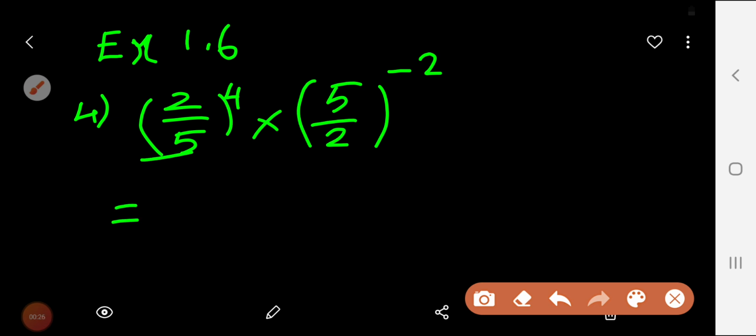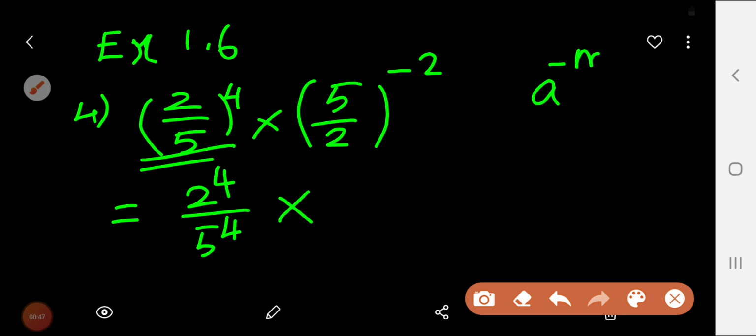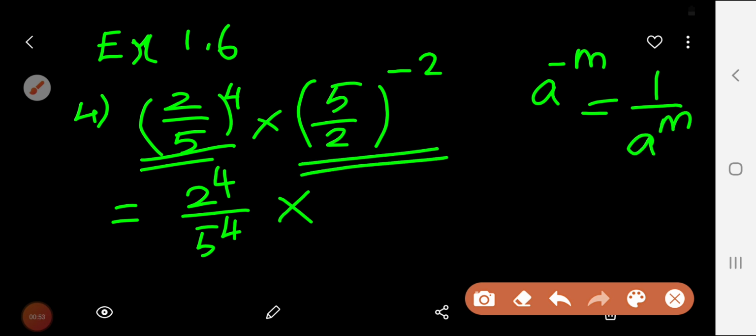First we can write this term as 2^4 by 5^4. If the power is common to both the numerator and the denominator, we have to take the power separately to the numerator and the denominator, so it becomes 2 power 4 divided by 5 power 4 into, we know that a power minus m we can write as 1 divided by a power m. That is, in order to change this as a positive power, the reciprocal will come. So (5/2)^-2 becomes (2/5)^2.